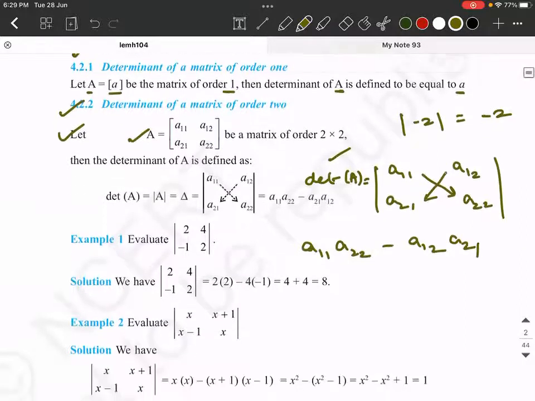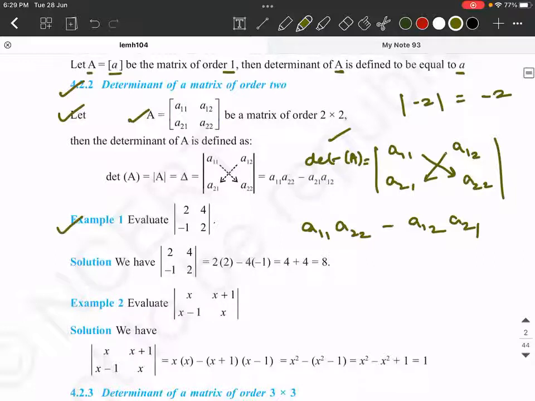Right. So evaluate the determinant of 2, 4, minus 1, 2. 30 seconds, you can finish it. Make it fast. You can do it in mind and tell what is the answer. 8 is the answer. So 2 into 2 minus of minus 4, so you get 8. Similarly, evaluate the determinant of x, x plus 1, x minus 1, and x. So you get x square minus of x square minus 1, so x square minus x square plus 1. The answer is 1.